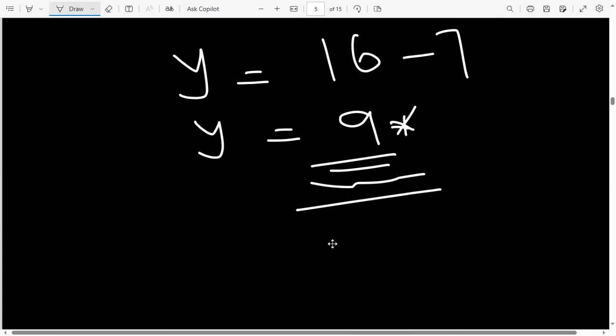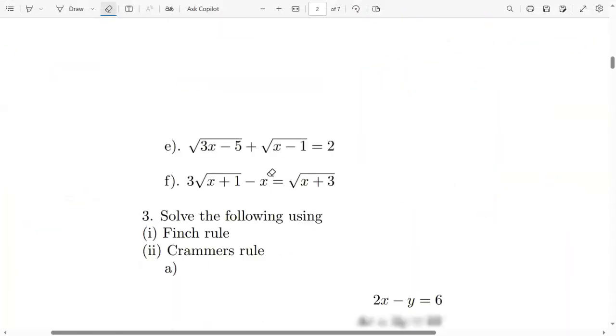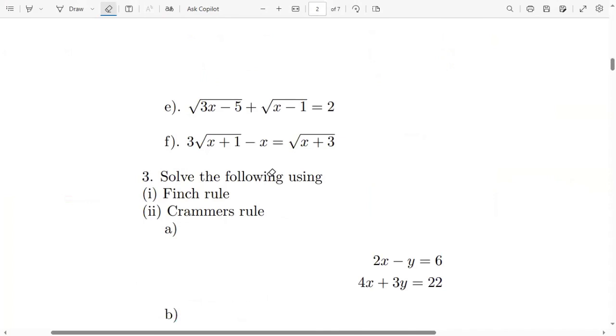Okay, if there are no questions, let's solve one last question on this radical thing. The other one, I'll leave it for you guys to solve. So I'm going to solve one of these. So let's do that. Okay. So let's solve this one here. Then the one that will remain, you guys should try it out. You can send your answers to my inbox. I'll check if you're doing it correctly.